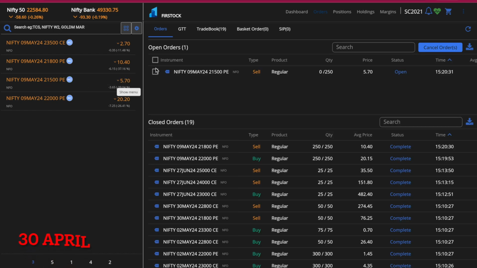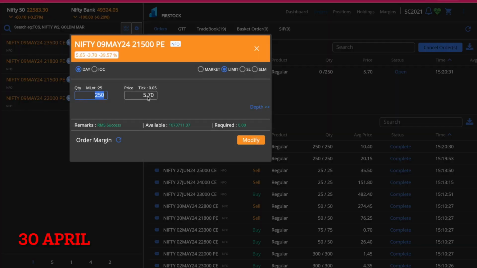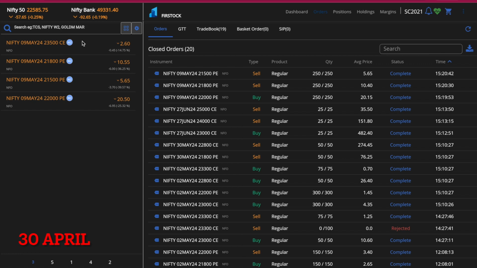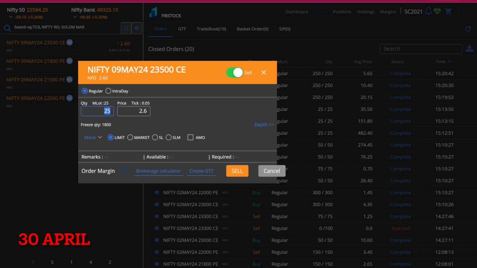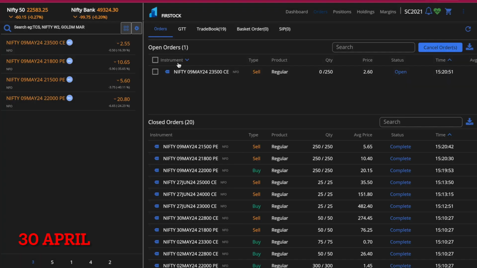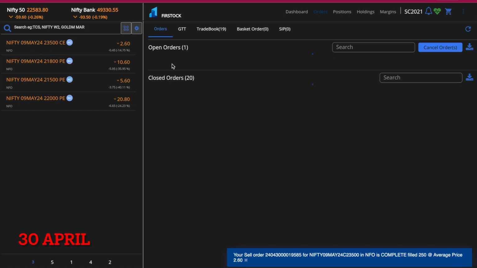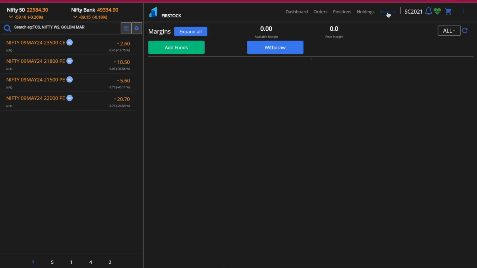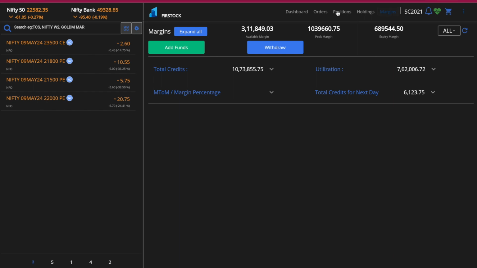and this is not getting triggered. Place it at 5.65, and let's see. Now let's sell this again, 10 lots. Are triggered. Now let's check the margins. So 3 lakhs is spending margin here.